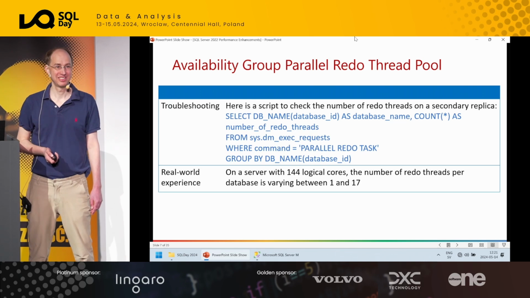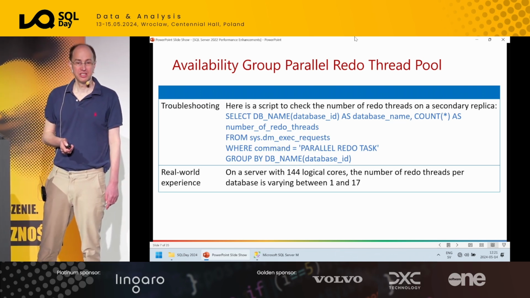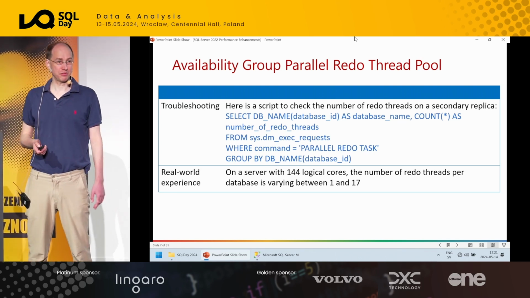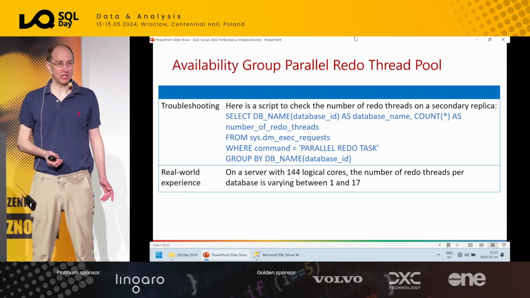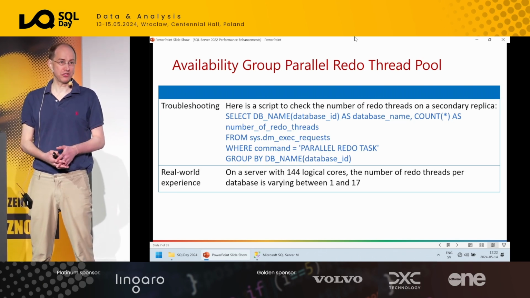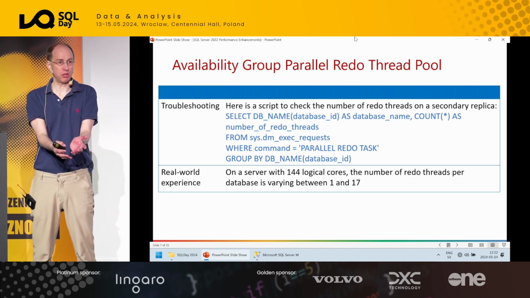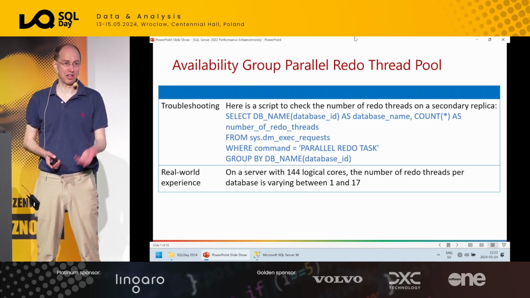Why was it 17? Couldn't it be higher, or was there still a limitation? I mean, this is basically the Microsoft algorithm, how they made it. So they only allow a single database to get a max of 17. I don't know the reason for that. Could be that it's not scalable over that number of threads, or it could be that they don't want a single database to use up all the threads. I don't know the reason for that, but that's the algorithm.